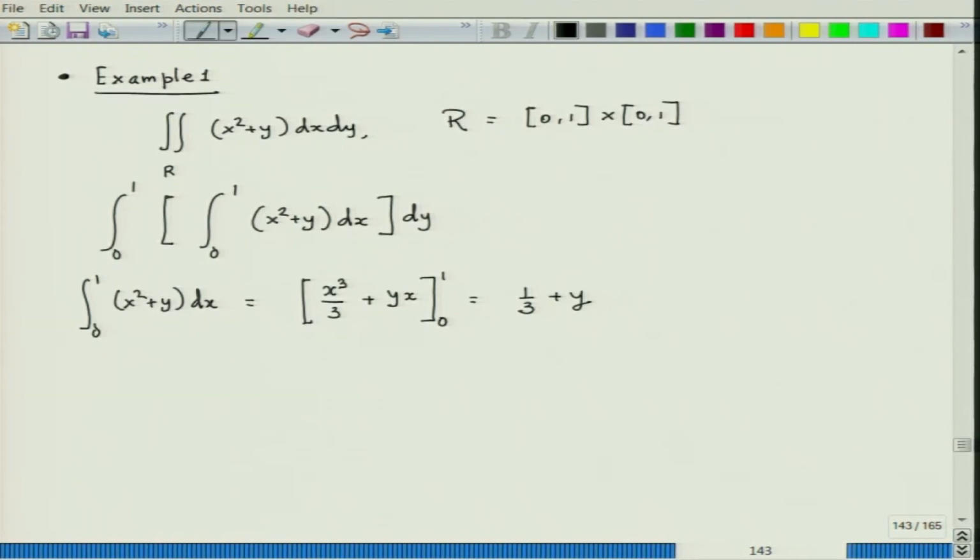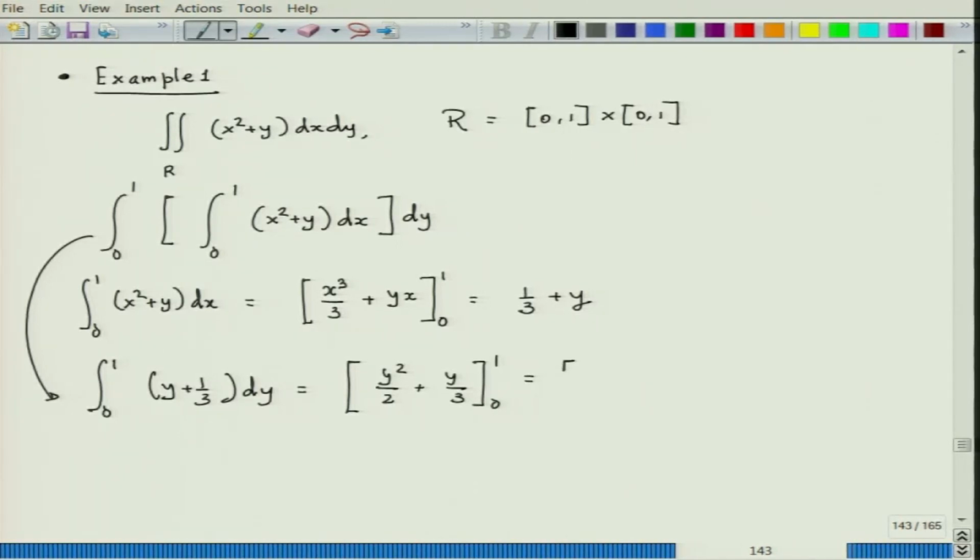You can try out the other form of the other iterated integral. I will not do it, you try it out yourself. Then I go back to this part. So, I will have the integral from 0 to 1 of (y plus 1/3) dy, which when I compute finally will give me y squared by 2 plus y by 3, from 0 to 1. If I calculate it, the answer is 5/6.